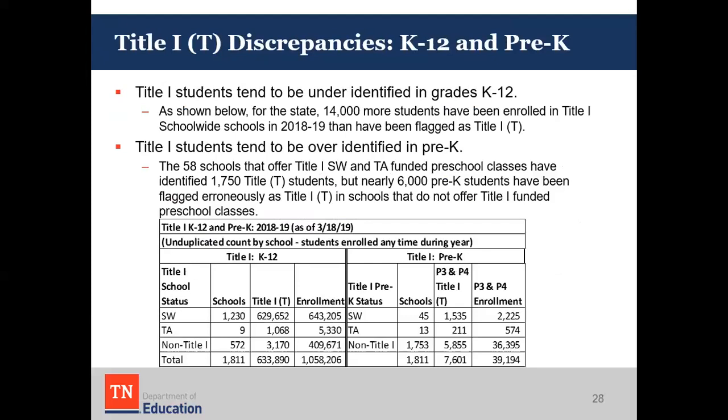On the other hand, Title I students tend to be over-identified in pre-K. The 58 schools that offer Title I funded preschool classes have identified 750 Title I students, but nearly 6,000 pre-K students have been flagged erroneously as Title I-T in schools that do not offer Title I funded preschool classes. So please do check your data and submit revisions where needed.